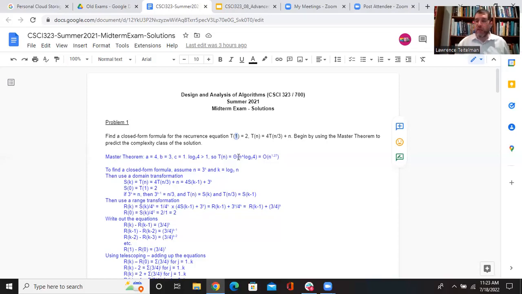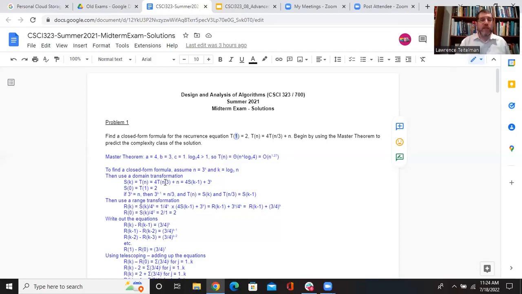So what I really want to do is, how do you find a closed form formula? The first thing you do is set up a domain transformation. What does that mean? It means having this n divided by 3 is ugly. But if we assume that n is 3 to the k, and I'll talk about that assumption in a moment, which means that k is log base 3 of n, now I can rewrite this as a function of k.